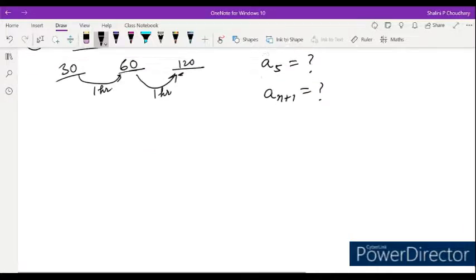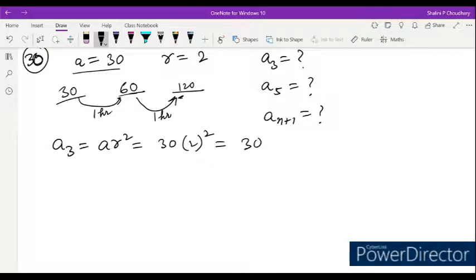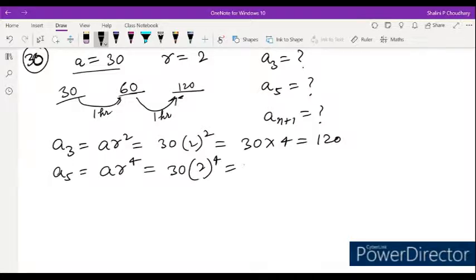Now see, A is given, R is given, so we have to find out this value. So A3 will be equal to A R square. It means A is 30, R is 2 square. So that will be equal to 30 into 4, that will be 120. Now A5 we have to find out, so A R to the power 4, that will be equal to 30 into 2 to the power 4, that is 30 into 16, and this will be equal to 480.